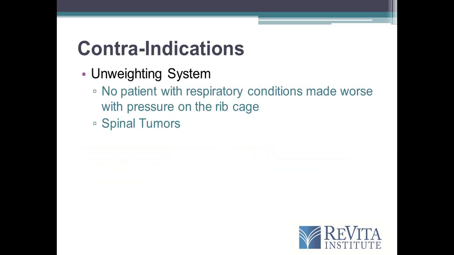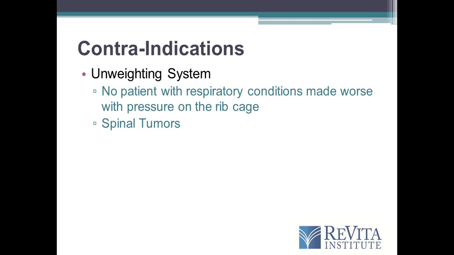The unweighting system is a very specialized unit in that it utilizes a special vest that anchors underneath the rib cage and around the armpit and provides traction from that perspective on. As a result, because the unweighting unit works in such a way that the harness will compress in on the rib cage as it is being pulled upwards, we need to be very aware that no patient with respiratory conditions that are exacerbated with pressure on the rib cage is put on an unweighting system. This is important because the rib cage essentially expands as we take a deep breath in, creating a negative pressure to open the lungs themselves.